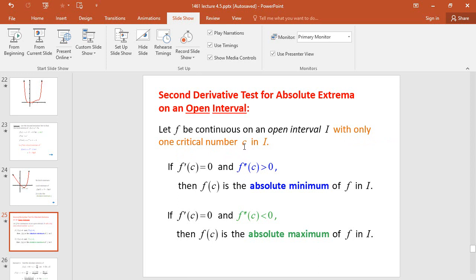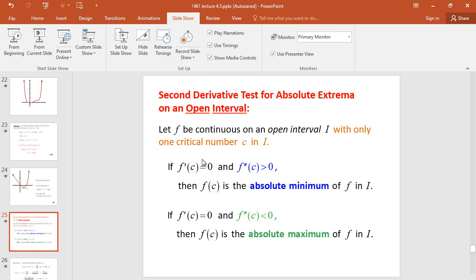Either at c, f is concave up or concave down. If f is concave up at c, then f of c is the absolute minimum. If at c f is concave down, then f of c is the absolute maximum.